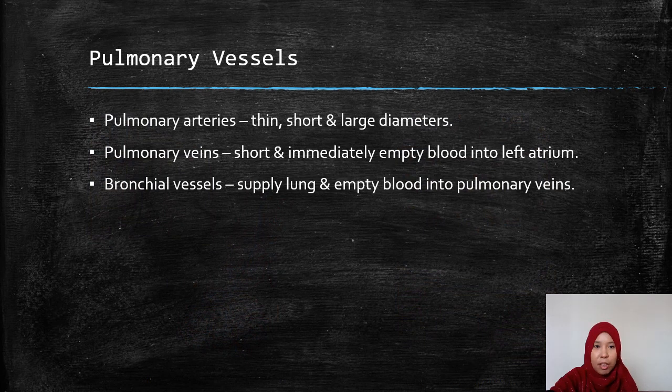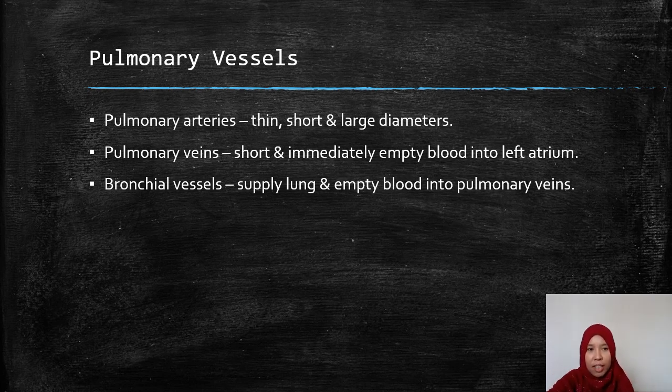Alright, now we're looking at pulmonary vessels, and here I've listed three main blood vessels that are involved. The first one is pulmonary arteries, the second one is pulmonary veins, and the third one is the bronchial vessels. The one that particularly supplies the lung is the bronchial vessels. Then the pulmonary arteries and the pulmonary veins are simply the blood vessels that come in and go out, and they are deoxygenated and oxygenated.